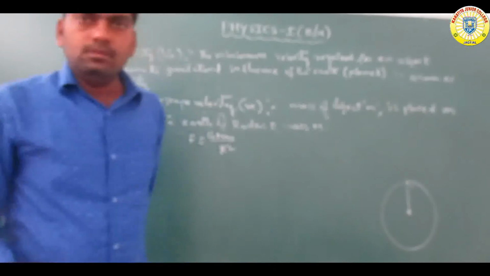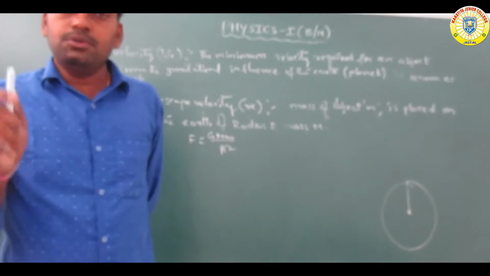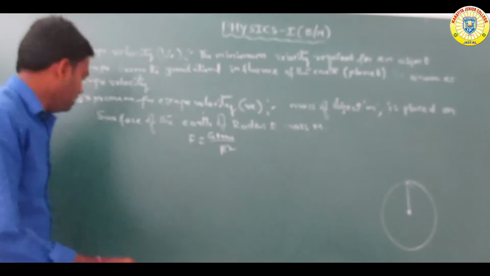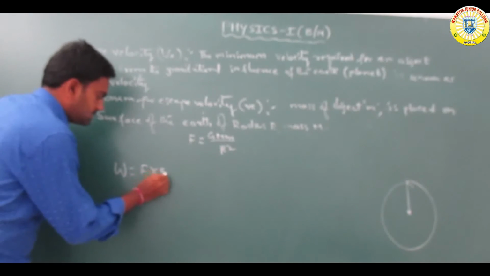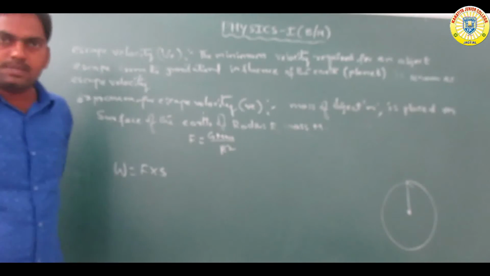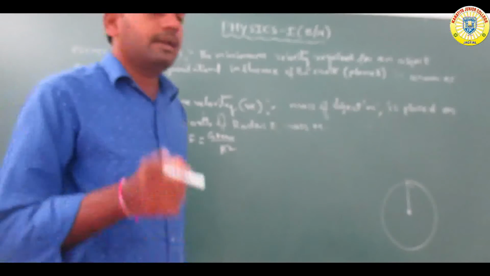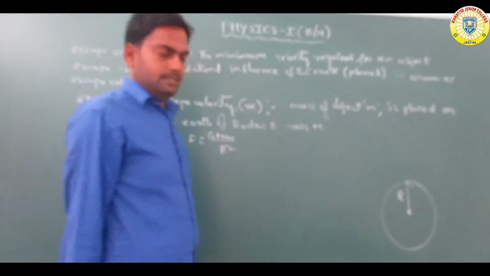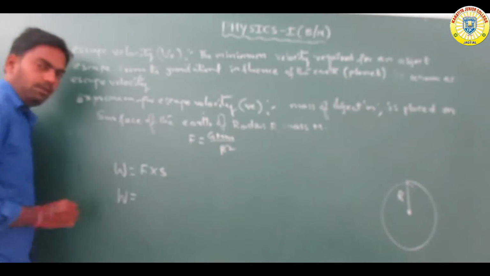So for that particular condition, the work done due to the force and displacement: the work done W is equal to F into S. S means displacement, but here the displacement S is taken as the radius. S is equal to the radius. Now, substituting into that equation, W is equal to F.